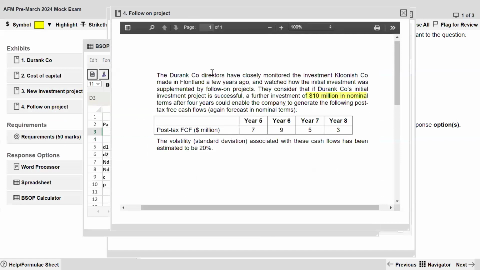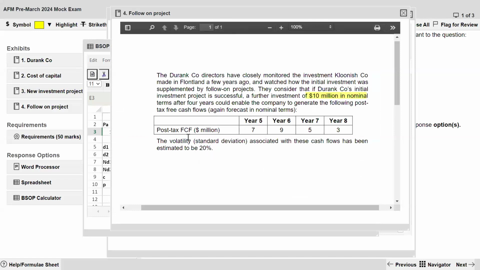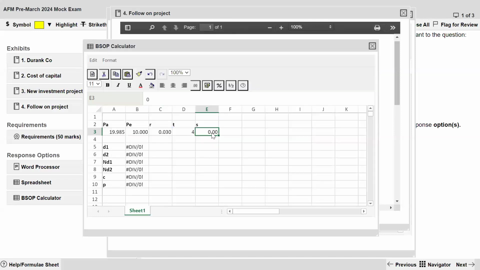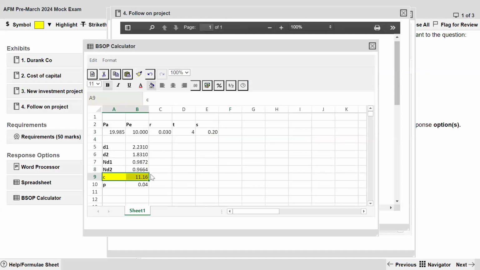Time period is basically how many years from now would this be exercised. So it is actually going to be 4 years from now. Now, S is the standard deviation, which is the volatility. That's 20%. So you would actually get the value of the call option to be this. This is a piece of calculator that examiner has already given to you. So you get the value which is going to be 11.16.